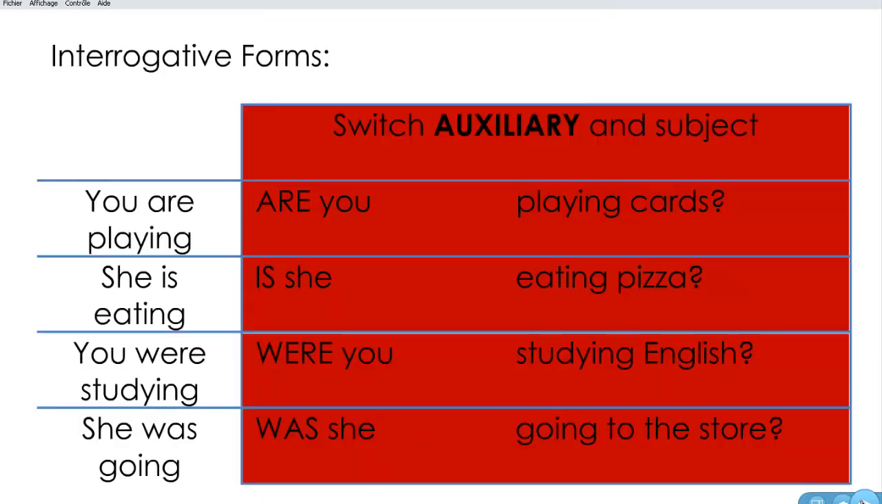How do you form questions? Once again, the verb is formed with the auxiliary to be and the verb in ing, which means that you have your auxiliary already. All you do is switching. You don't touch the verb at all. So you are playing becomes are you playing cards? Or in the past, you were studying becomes were you studying English?